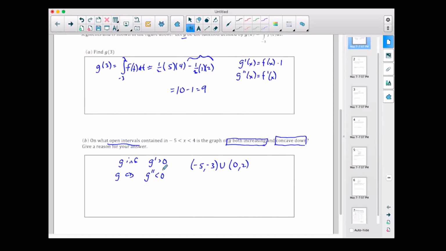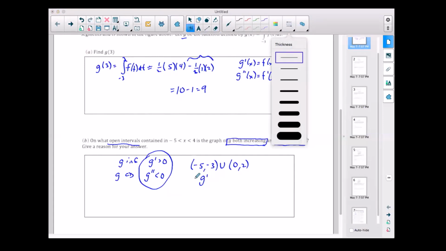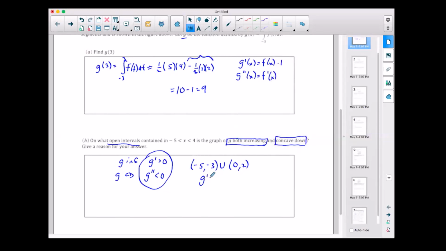Now, it also wants us to give a reason for our answer. One of the reasons why I love this roadmap, that last page that I showed you of all those translations, is this right here is literally our explanation. So I can say, I know for a fact that G is going to be increasing and concave down because G prime was positive and G double prime was negative.